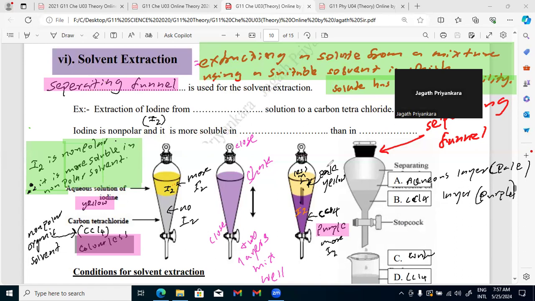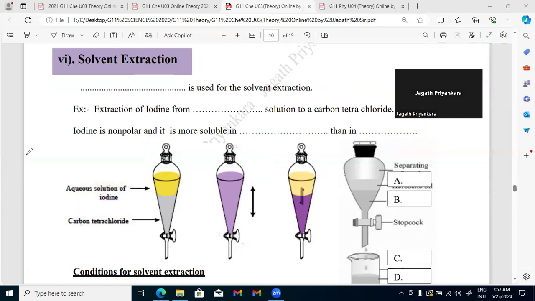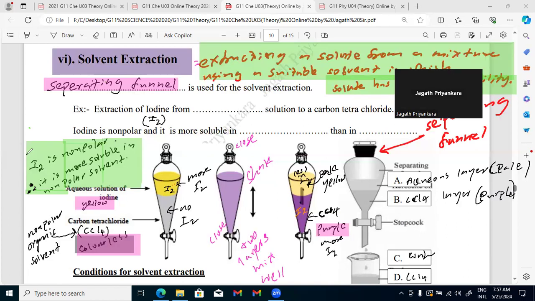Right. So then there are some conditions for solvent extraction. Shall I read this? If you want, you can take a screenshot. Hurry up. Wait, there are two blanks to complete. Extraction of iodine from what? Aqueous solution. Complete the two blanks at the top.